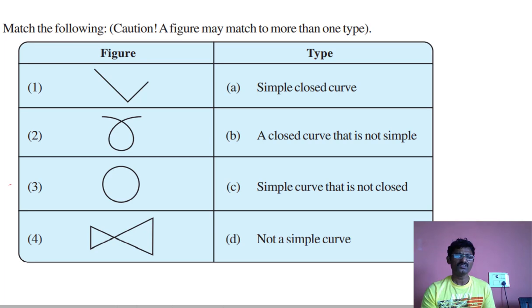Now let us do one match the following question. You see here, match the following. Caution, a figure may match to more than one type. So first, on the right side, simple closed curve. Simple means one line should not cross the other. Closed, you know, that must be closed. If you take the first one, that is simple but open. The second one is not simple, because one line is crossing the other. The third one is simple as well as closed. So we can say here, the third one.